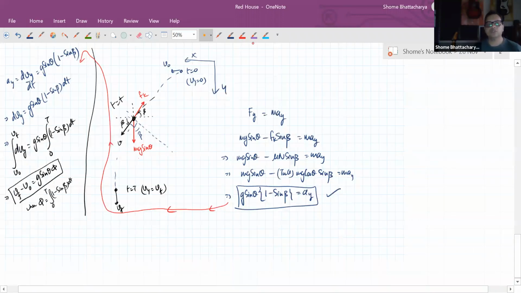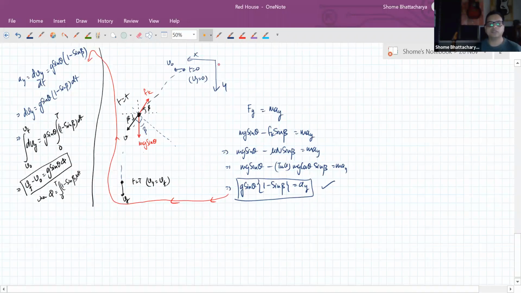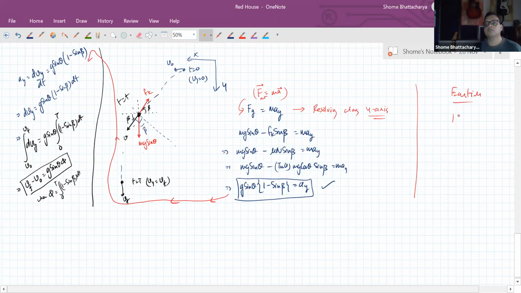This time, instead of resolving along the tangential and normal direction, we are resolving along the y-axis. This is general Newton's second law resolved along the y-axis. Earlier, what we had done was we had resolved F equals ma in the tangential and centripetal or normal direction.